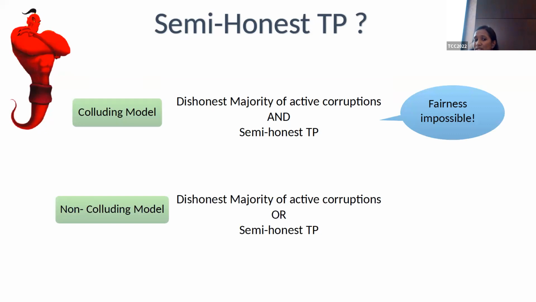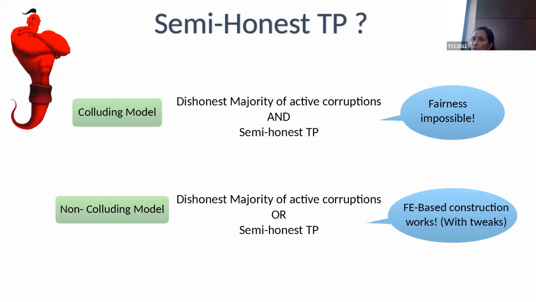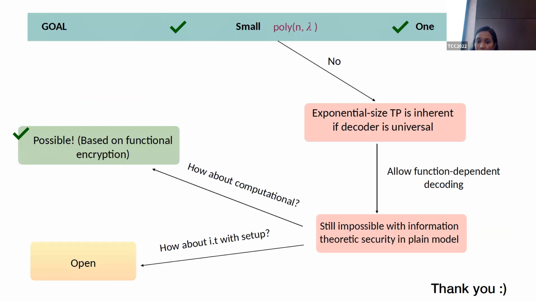We also considered this other next best option of the non-colluding model, in which the adversary can perform only one type of these two corruptions. And here we found that whatever was the previous construction, you could make some modifications to it to get security against a semi-honest TP. So now you will not be sending your inputs in clear to the TP, but doing something slightly different to get security against a semi-honest TP. So this is basically a summary of our results.